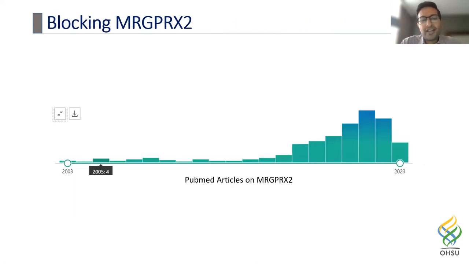And so if you look at the number of articles discussing MRGPRX2, back in 2003 there's barely any, and it really topped out around 2021, but the incredible increase in interest in this receptor has been fascinating. And I think there's going to be a lot of research trying to figure out how we modulate this receptor. For patients that do frequently have activation of mast cells through this receptor, how do we attenuate that? How do we decrease that to the point where it's not as problematic?